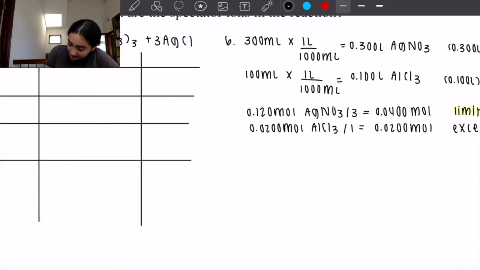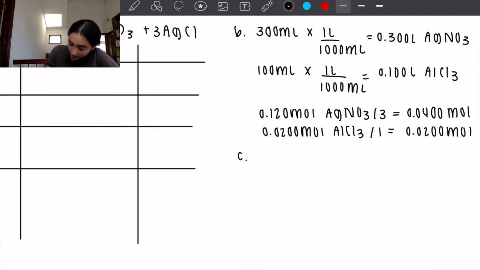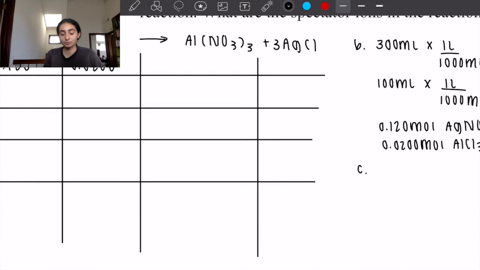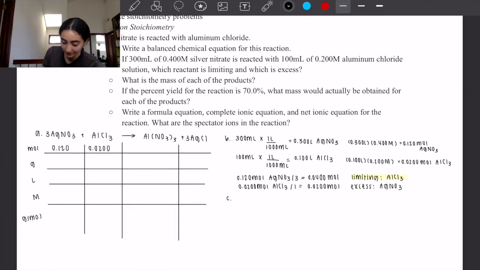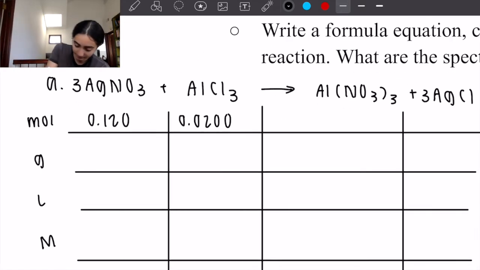So now for part C, we want to calculate the mass of each of the products. So I'm not going to do mole to mole and then mole to mass. I'm just going to go from moles of AlCl3 straight to the mass of each reactant. I'm also going to put a little x here because I like to x the excess.